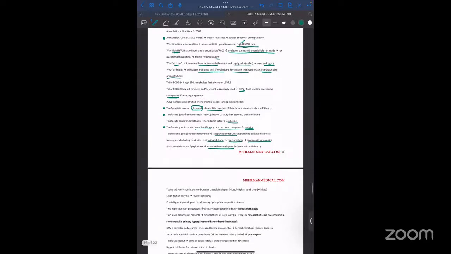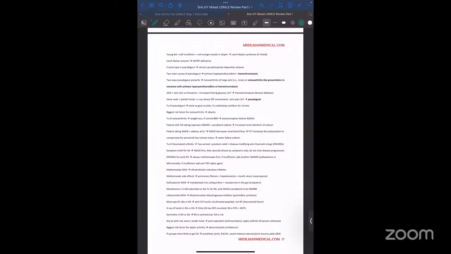Then next page, 16. Young kid plus self-mutilation plus red-orange crystals in diaper. This red-orange crystals in diaper is buzzword for Lesch-Nyhan syndrome, which is X-linked. Lesch-Nyhan enzyme is HGPRT deficiency. Usually enzymes are autosomal recessive, but this is X-linked, so we should remember this. What is HGPRT? Hypoxanthine guanine phosphoribosyl transferase.